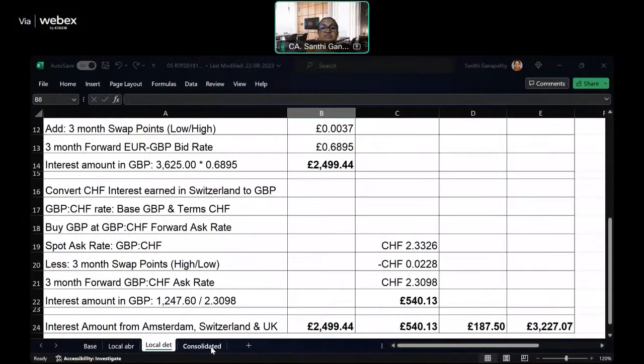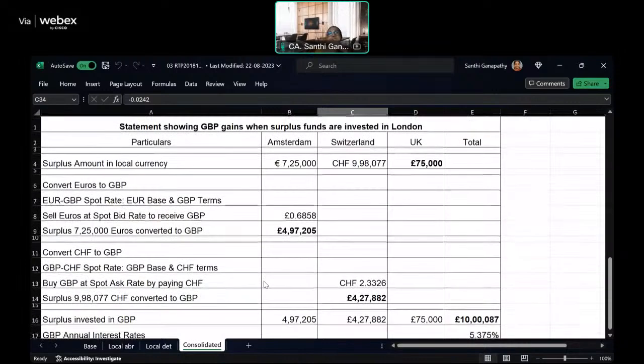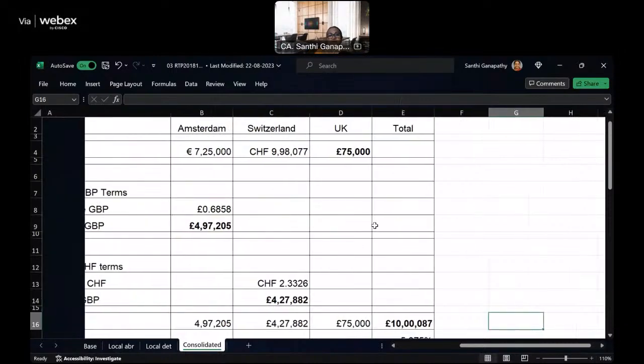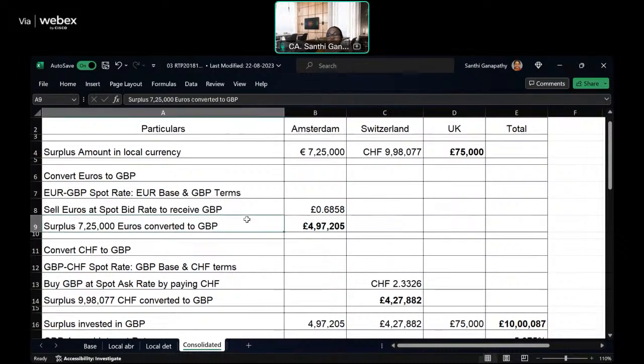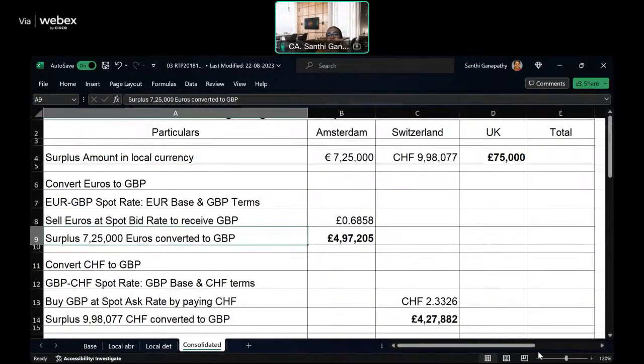So now, if you consolidate and invest, let's see what happens. You have surplus amount in local currency. Convert euros to GBP, because if you are investing in London, everything has to be GBP. What is the amount? Next, convert CHF to GBP. What is the amount? The entire amount will be invested in UK.